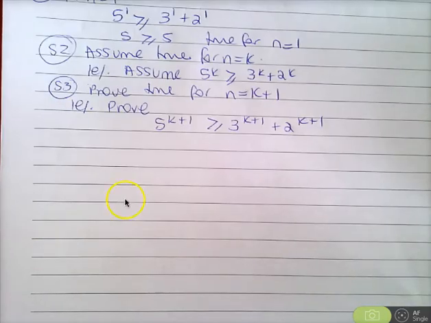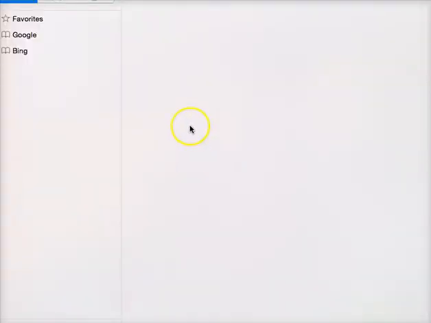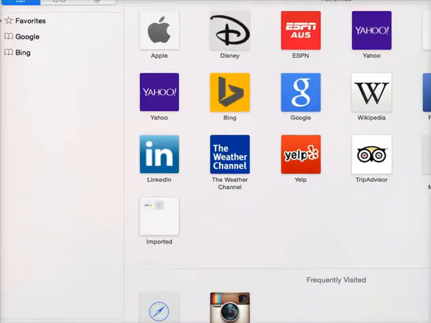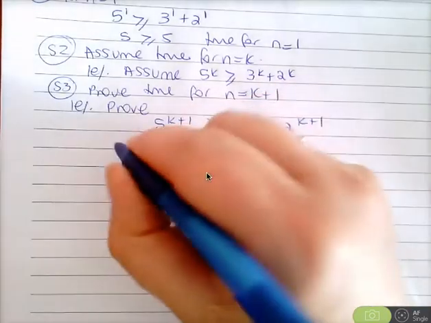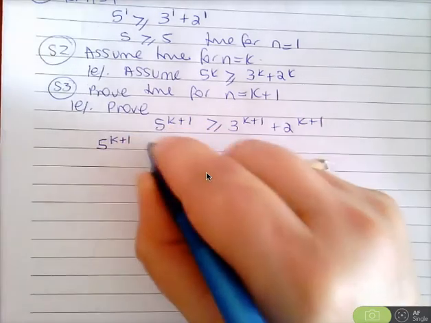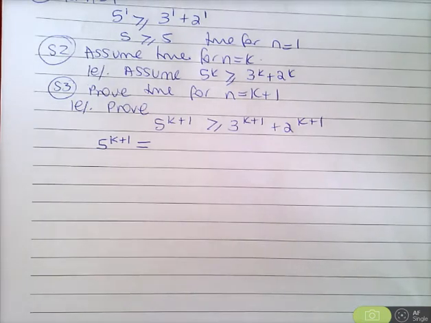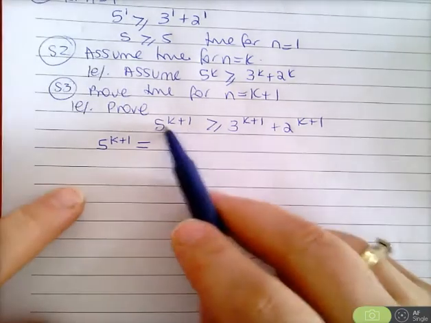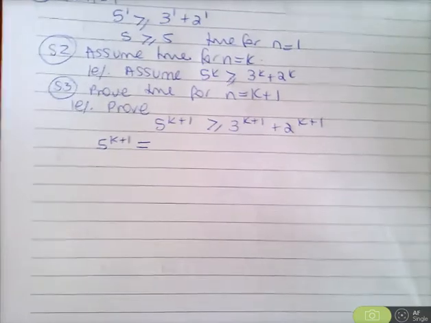You're assuming that 5 to the power of k is greater than or equal to 3 to the power of k plus 2 to the k. Prove true for n equals k plus 1. You have to prove that 5 to the power of k plus 1 is greater than or equal to 3 to the power of k plus 1 plus 2 to the power of k plus 1. Start with your left-hand side, 5 to the power of k plus 1. We're starting with the left-hand side and trying to come up with this expression to show that it's greater than those two added together.